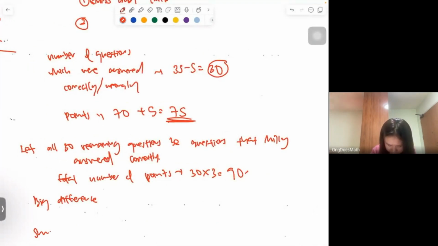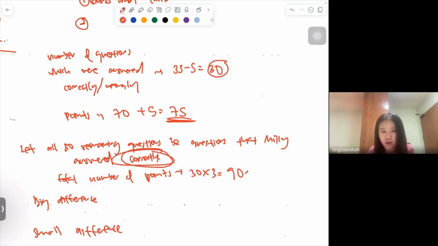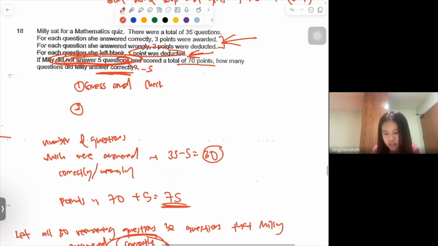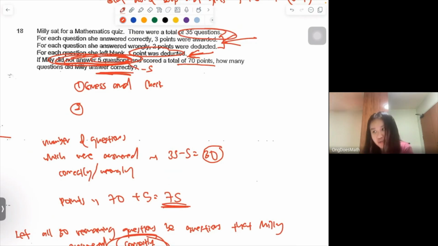Okay, so just a warning, the answer that you get from this will actually be the number of questions she answered wrongly. So it will actually be the opposite of the condition that you set at first. So if you want to find out how many questions Millie answered correctly, you have to take the total number of questions minus the number of questions she left blank minus the number of questions she got it wrong.